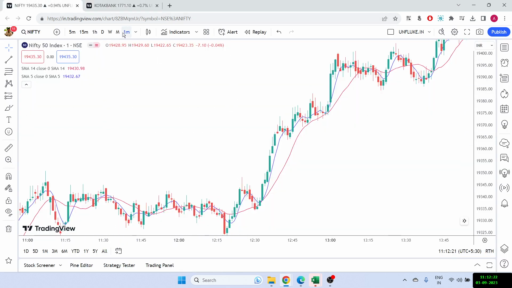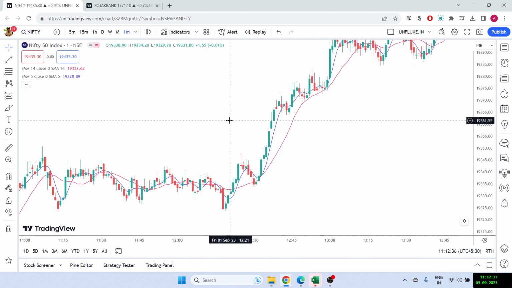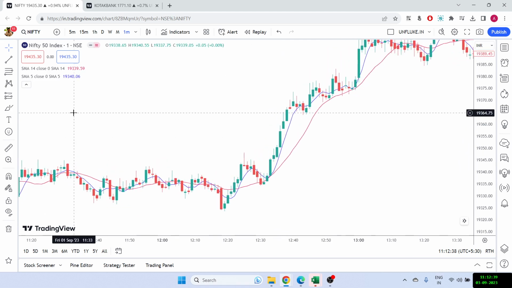Since it's a scalping strategy, I'm doing it on a 1 minute time frame. I've added two moving averages. First is a five period moving average, which is the blue line, and the red line is the 14 period moving average. Now, when are we going to take an entry?